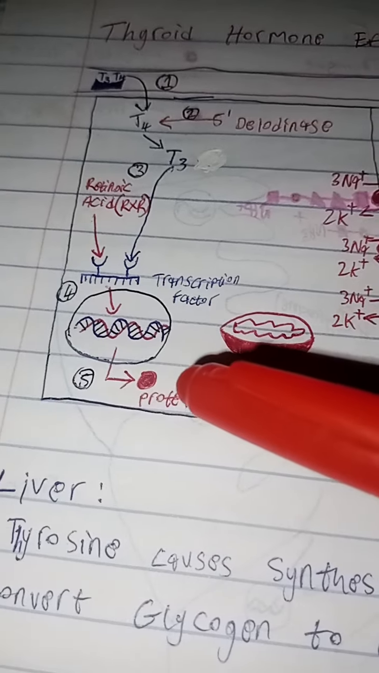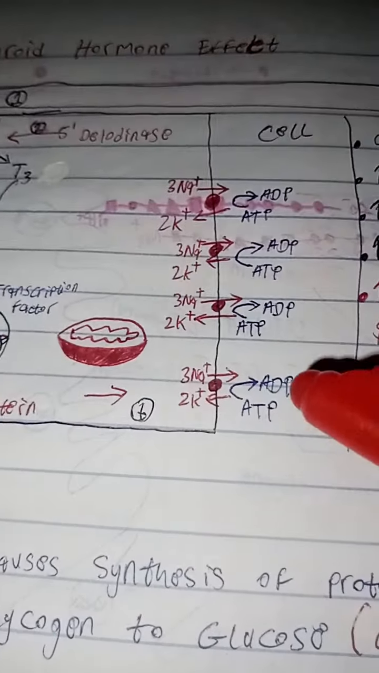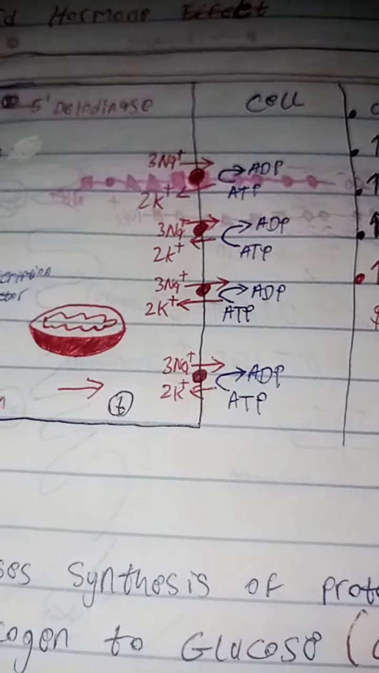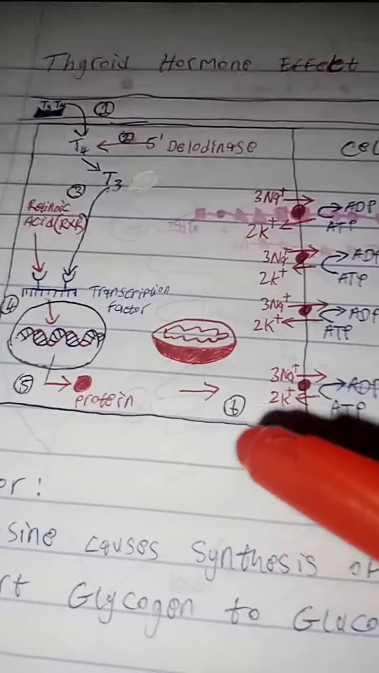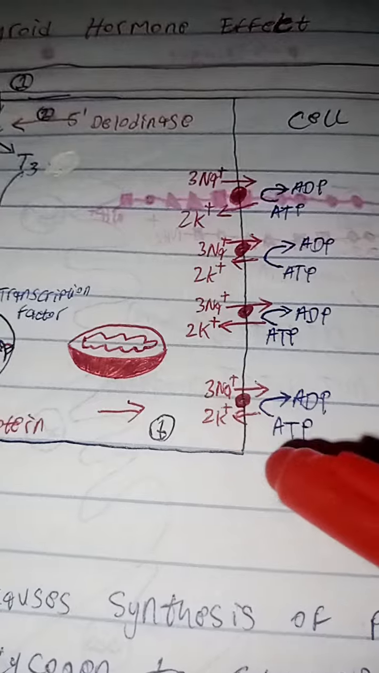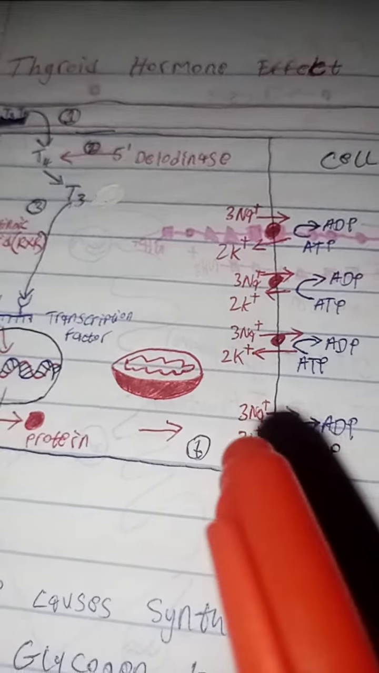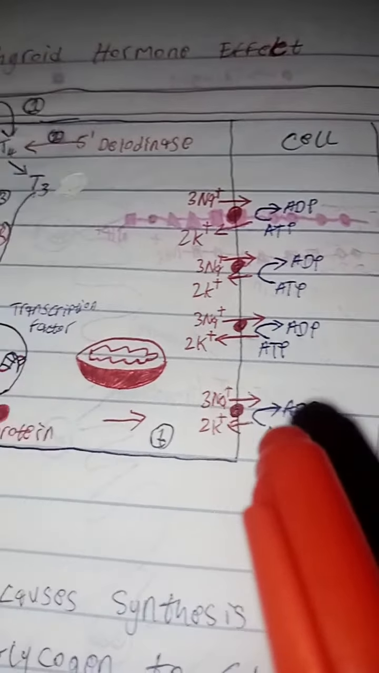Now, what is this protein? This protein is what we know as your sodium potassium ATPases. So it produces a lot of them and embeds them on the cell. Now, what does this thing do? It takes out 3 sodium and brings in 2 potassium.